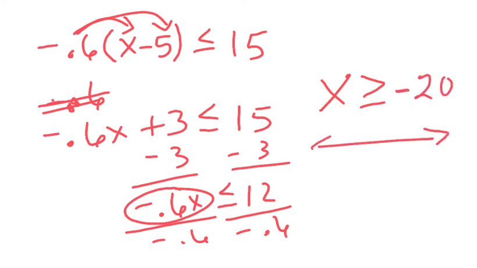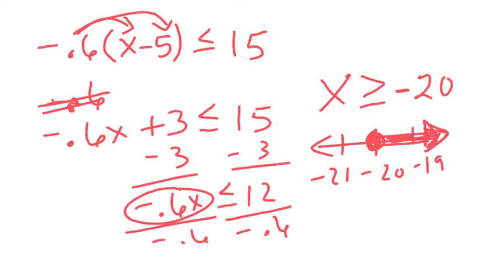Then you're going to graph it, negative 20, negative 19, negative 21, fancy sign, so a filled in circle, headed this direction. And that's that one.